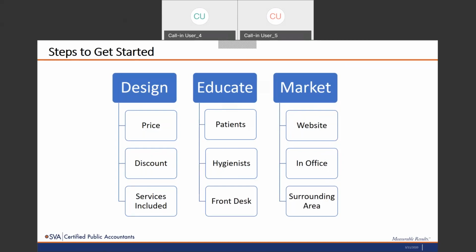You want to be prepared that when someone picks up the phone and calls your practice, the people in your clinic answering that phone are well informed about your membership plan and have some of the main talking points to talk with your patients about it.